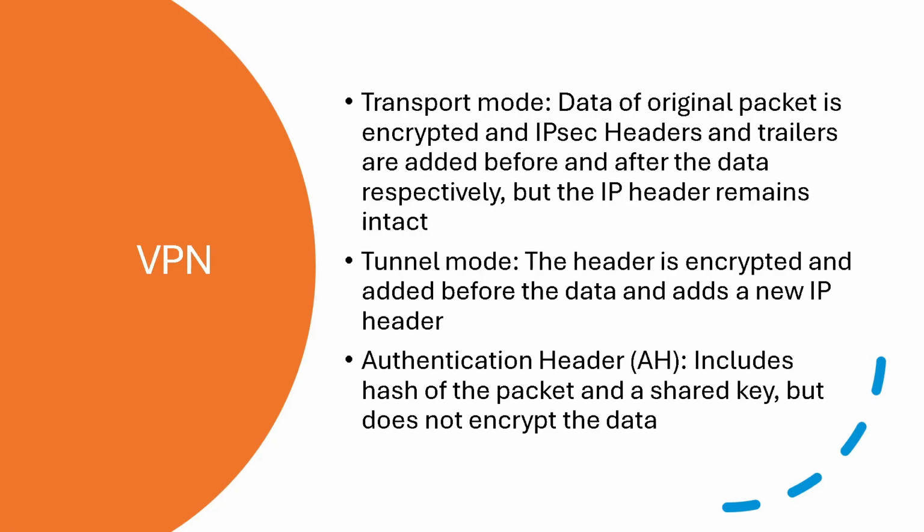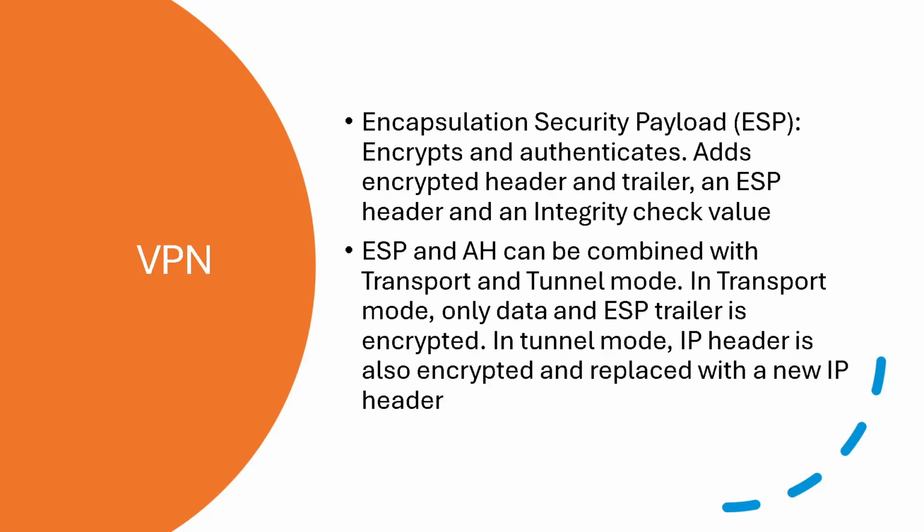In tunnel mode, the header is encrypted and added before the data, and a new IP header is added. Authentication header, or AH, includes a hash of the packet and a shared key but does not encrypt the data. It helps us by verifying the integrity of the data, but the data itself is prone to leaking.